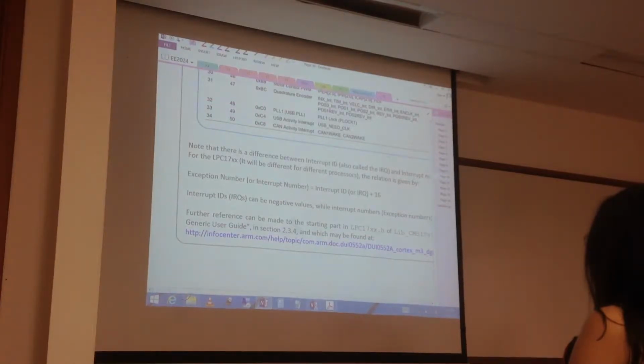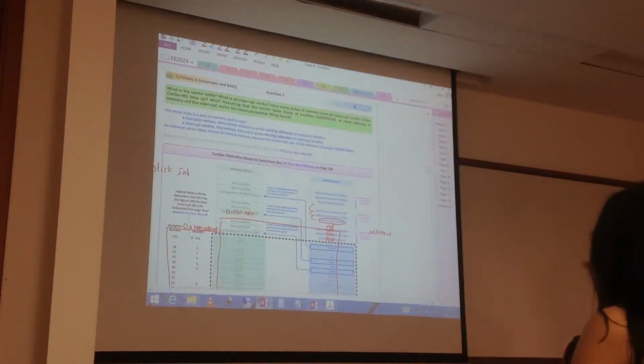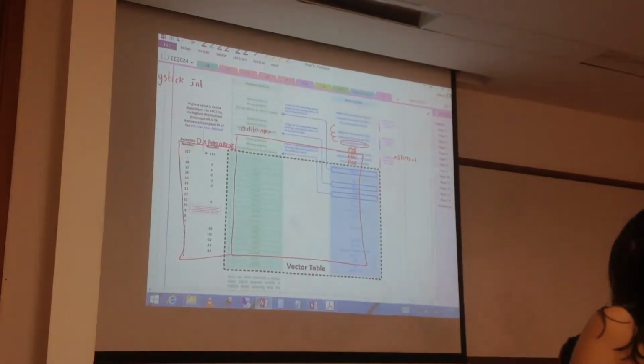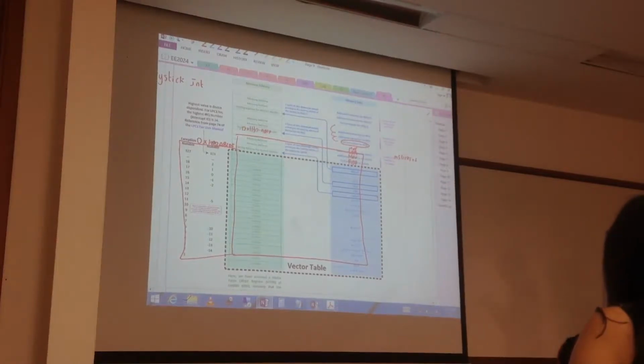Okay, the focus here was on the vector table and offset. Is it fine? If it's fine, I will move on. Can I move on? Okay. Move on.